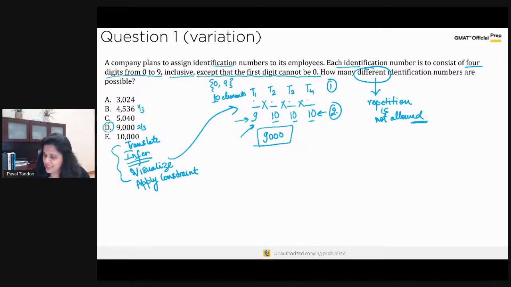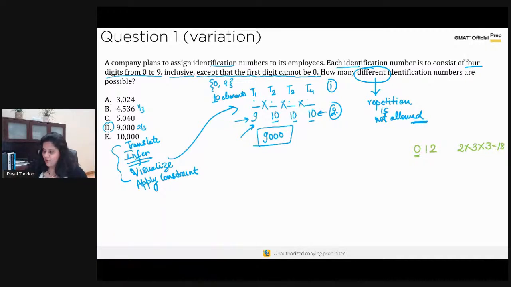So what I'm going to do is, let's assume 0, 1, 2 as the possible digits here. Okay, 0 is not allowed in the first place, right? So my options will be 2. For my second place, options will be 3. For my third place, options will be 3. So my correct answer is 18.